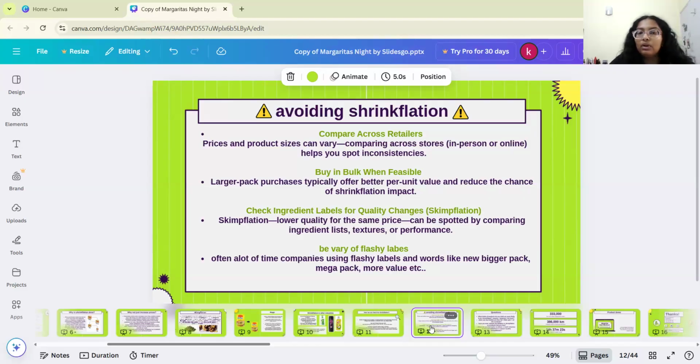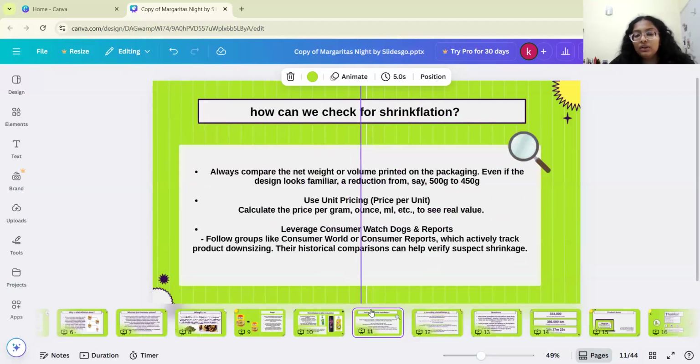Also, when you're looking at products, you should ignore words like mega pack or more value because more often than not, these are just marketing tactics. And you can compare between different companies to see which one's cheaper and which one contains more grams or milliliters. There are also a lot of websites you can go to, like I've listed here. There's Consumer World or Consumer Reports, you can just go on to Google and see a product. Any household product that you have, you can go see how shrinkflated it has become.